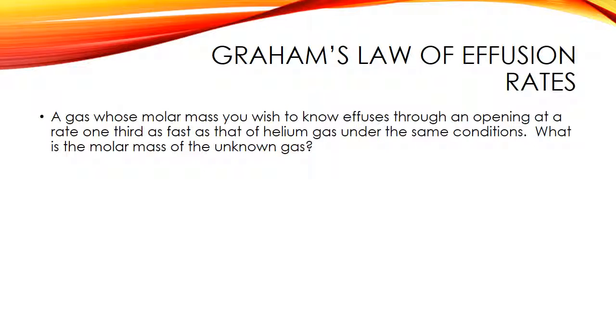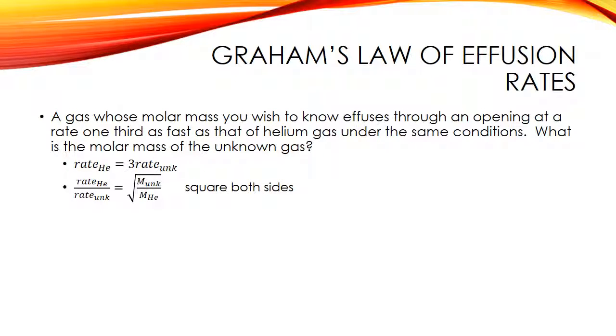So let's consider what we're told here. We're told that the unknown gas effuses at 1/3 the rate of that of helium. So in other words, it's slower than helium. Or another way to look at it is helium is effusing 3 times faster than the unknown. So we can write that the rate of effusion of the helium is equal to 3 times the rate of the unknown gas.